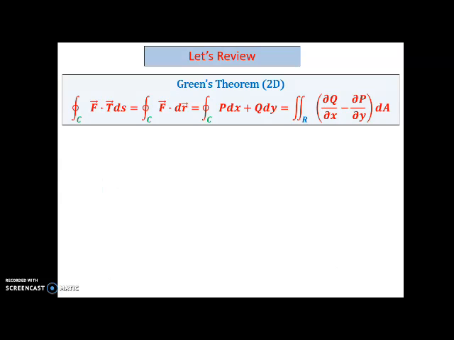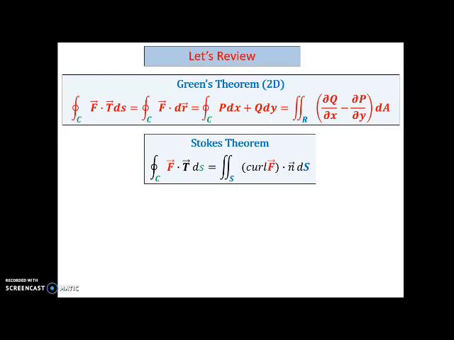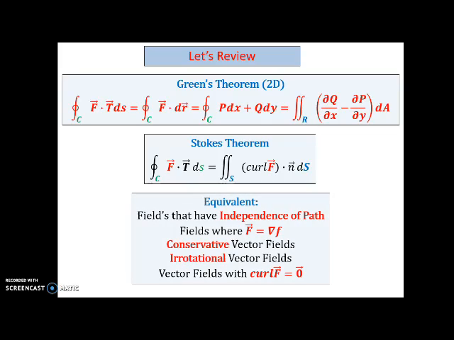Let's review. Here's Green's theorem. Take a look at that. Looks familiar. You got the one component of curl there. Here's Stokes theorem, abbreviated. And equivalent statements is to say that a field has independence of path, to say a field is actually a gradient field, to say it's a conservative vector field, to say it's an irrotational vector field, or to say that its curl is the 0 vector. Those all indicate the same quality in the vector field F.